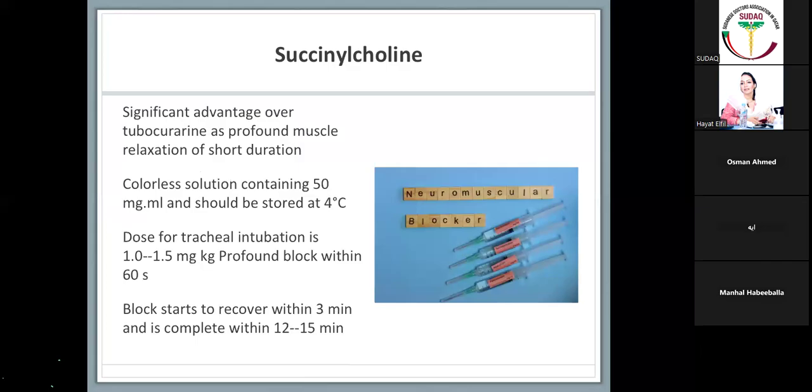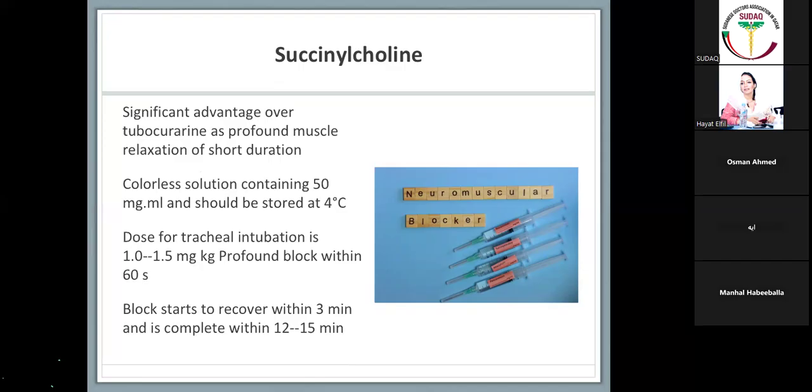So succinylcholine historically has had a significant advantage over other muscle relaxants, because it produces a profound muscle relaxation in a very short duration. And you need it really in our current practice, like for rapid sequence induction, or some people still use it for cesarean section, category 1, or those kinds of cases. Although the replacement by rocuronium has reduced the use of succinylcholine.